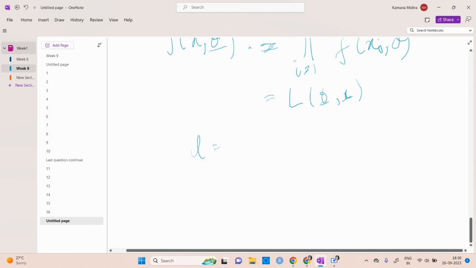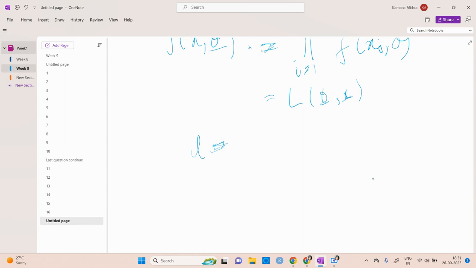Okay, so why do we take log? So that the multiplication sign will basically go to summation, and then it will be easy to do the differentiation, because with multiplication, differentiation can be much more difficult. Okay, so then we say that L is equal to log of L.